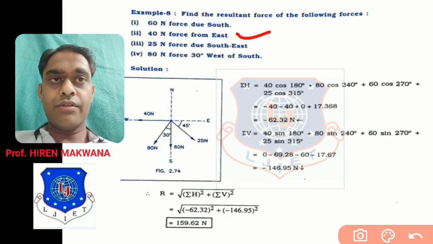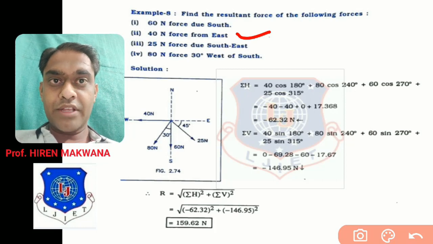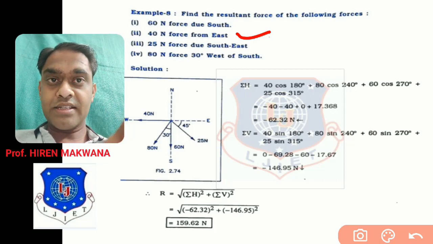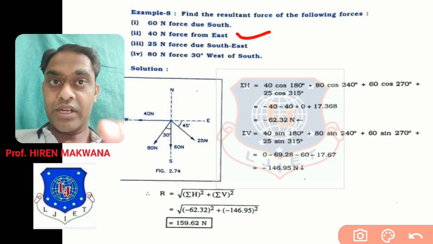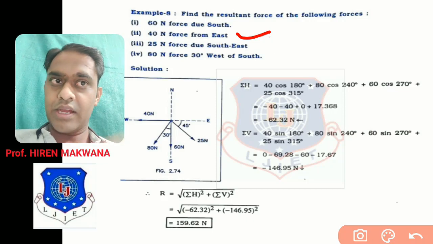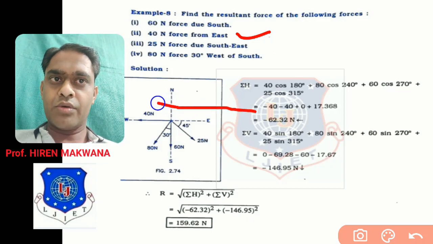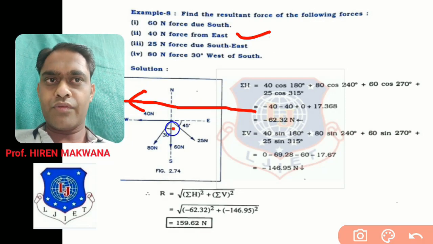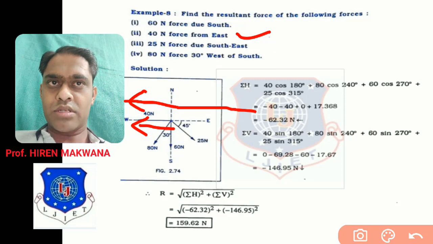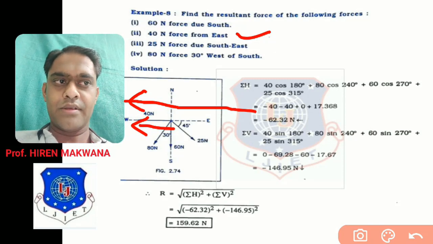Next one is 40 Newton from east. Now it is from east. It means it is coming from east, so it is going to west. Coming from east, going to west, like this. So we can draw 40 Newton over here on the negative x-axis. Must remember the drawing method.